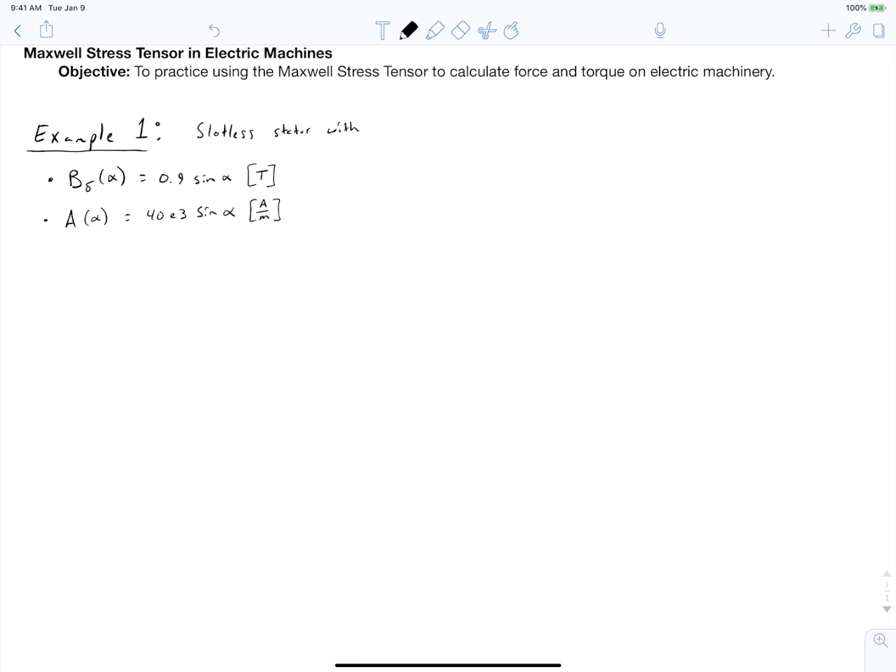And for this machine, we're going to be assuming that we have a slotless stator with an air gap field of 0.9 Teslas that's distributed sinusoidally in our air gap, and a linear current density on the inner bore of our stator with a peak of 40 kiloamps per meter. So I'll sketch what this looks like now.